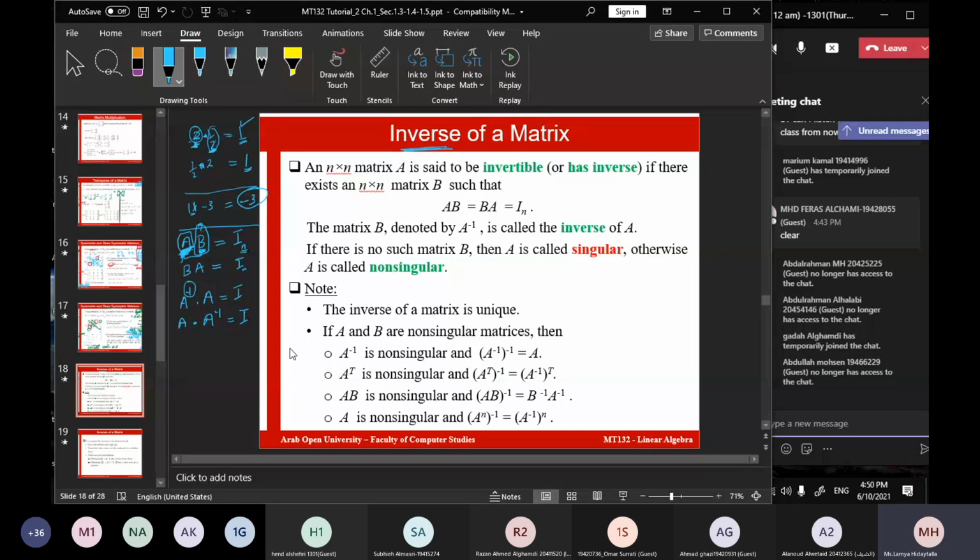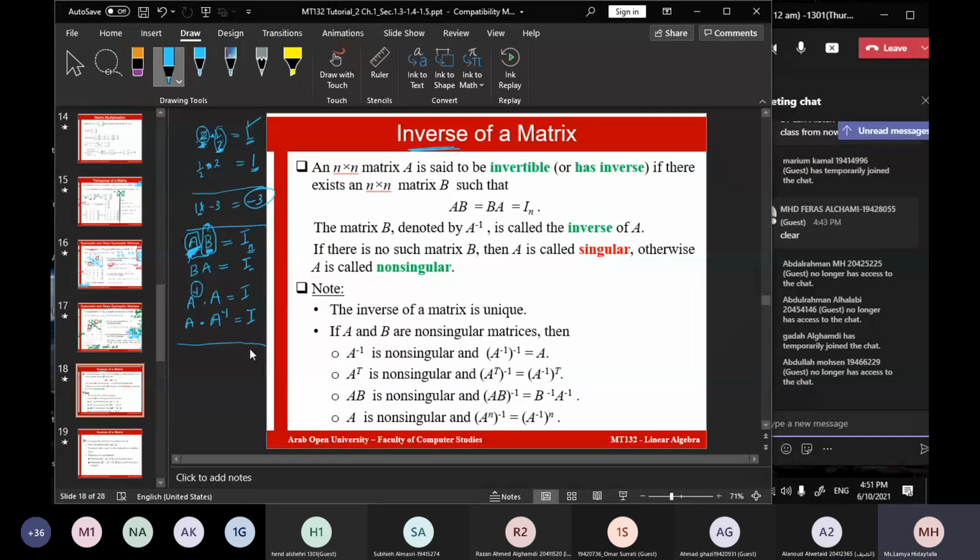Okay, does the inverse always exist? No. Some of the matrices have an inverse, but others don't. If the matrix has an inverse, if the inverse exists, then we say that this matrix is non-singular. So the matrix that has an inverse, we say that it is what? It is a non-singular matrix.